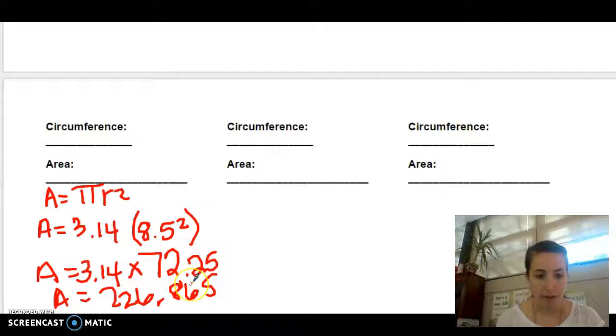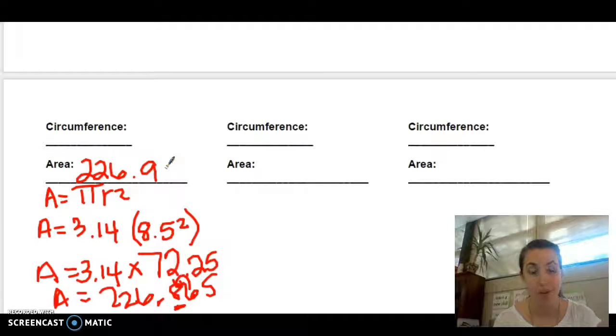I would say the area is equal to 226.865. If I round that to the nearest tenths, my 8 is in my tenths place, and the 6 tells the 8 to bump up. So my area is equal to 226.9. And that's how you do all 3 types of questions. Make sure you show your work on all of these. If you look here, I had some room on the bottom, but you guys will have room on the back of your page to show your work.